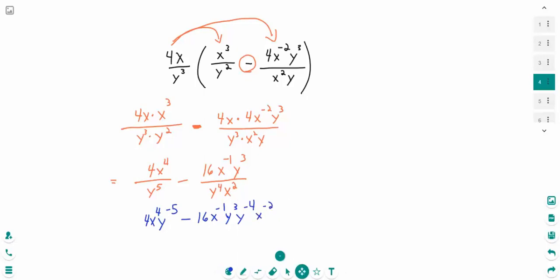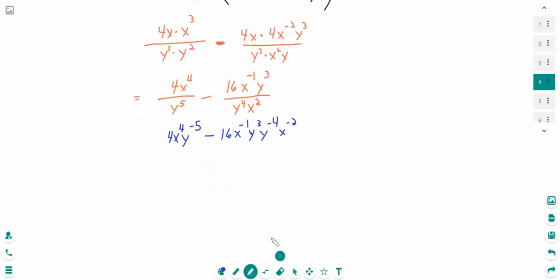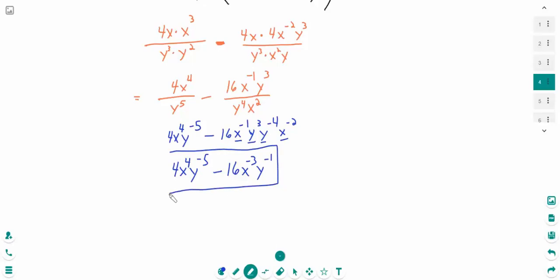And now we can try to simplify this a little bit more. For this first term, there's nothing we can do. We're dealing with x's and y's and the coefficient of 4, so no simplification can be done there. Then we have our minus 16. Here we have an x to the negative 1, and here we have an x to the negative 2, so we can combine those and get x to the negative 3. And then y to the third and y to the negative fourth, we can multiply those out and get y to the negative 1. And there we go. We're as simplified as we may want to be.